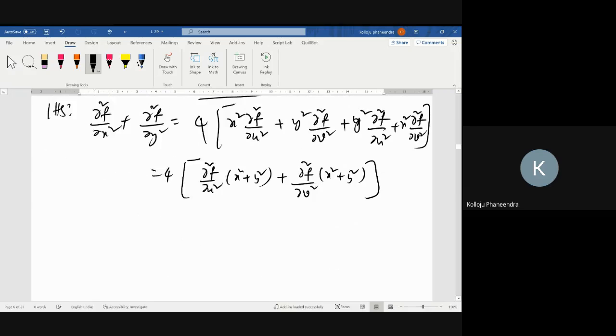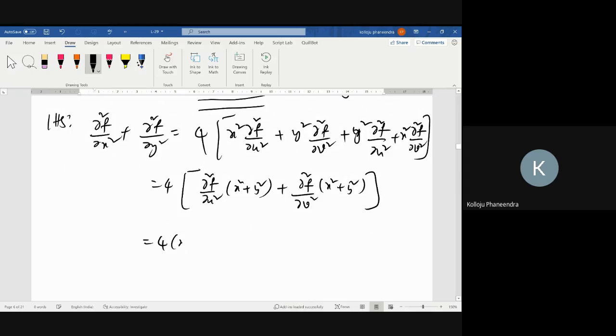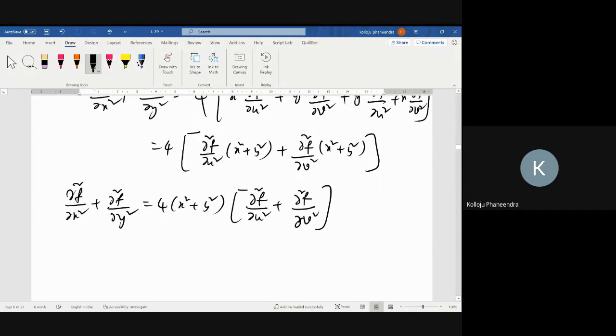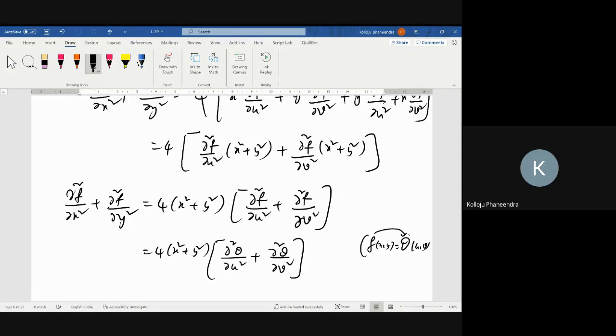Okay, right? So x² plus y² is common. So the remaining part is ∂²f/∂u², ∂²f/∂v². This is the value of what? ∂²f/∂x² plus ∂²f/∂y². But this is not the proof. What is the proof here? Since f of x comma y is nothing but theta of u, v, f is equivalent to theta. That is why you can replace this f by theta: ∂²θ/∂u², ∂²θ/∂v². This is the final answer. Okay, you practice this problem.